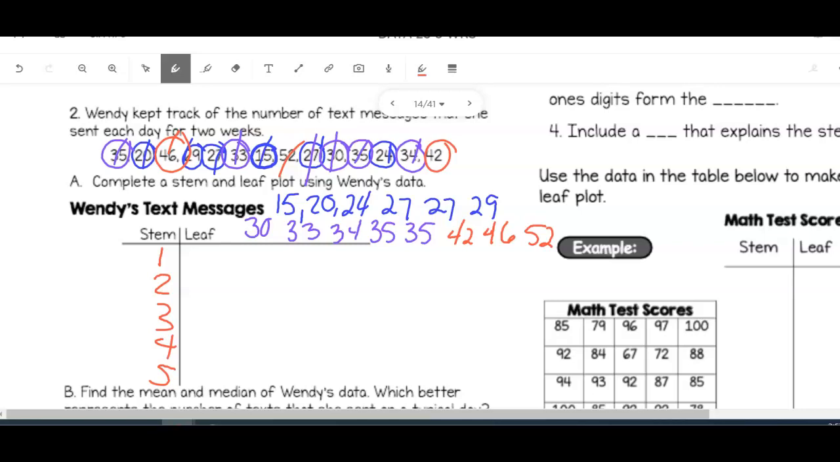All right, so to write 15, I'm going to have a 1 in the tens place and a 5 for the leaf. For my 20 numbers, a 0 there represents 20, and then 24, 27, 27, 29. Next would be my 30s. 30 would be 0, and I have 33, 34, 35, 35. For the 40s, I have 42 and 46. And for 50s, I have 52. And there is our completed stem and leaf plot of Wendy's data.